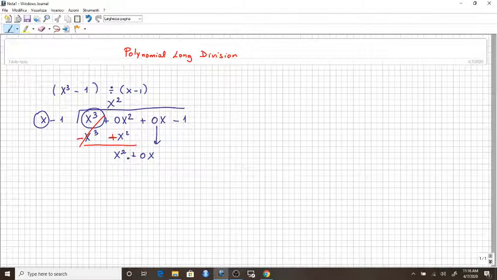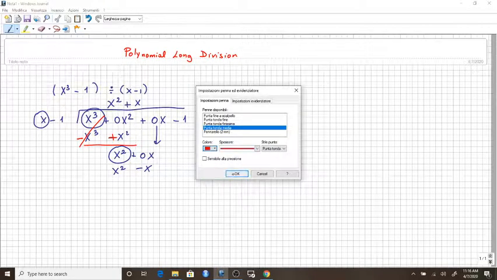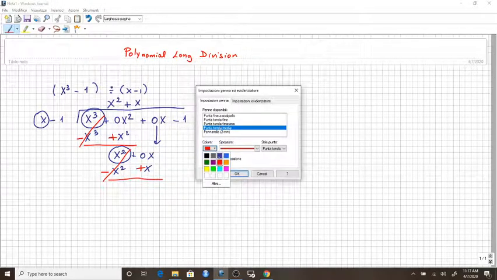Alright, so now we're going to compare this x squared with x, so we divide, we get x, so we're going to write plus x. X times x again is x squared, and x times negative 1 is negative x. We change the sign. So this becomes negative and this becomes positive. We combine the terms. This will simplify, and now 0x plus x is going to give me positive 1x.